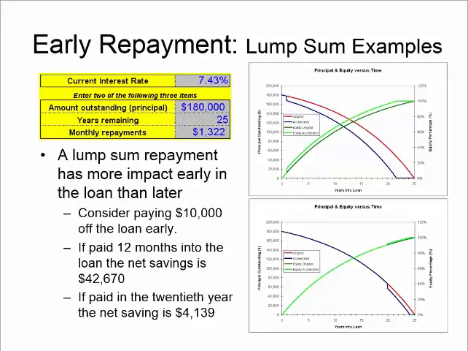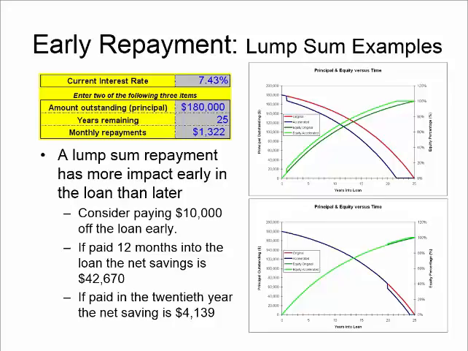If the $10,000 is paid off in the 20th year of the loan, the net saving is $14,139. That is, the $10,000 returns a benefit in terms of loan savings of $14,000, or a clear saving overall in the loan of $4,139.